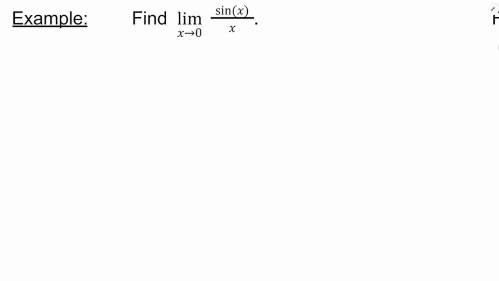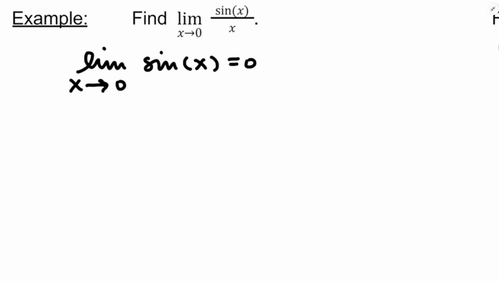So this one, if you think about x approaching 0, sine x is going to be approaching sine of 0, which is 0, and the denominator is clearly going to be approaching 0, so I'm going to show those separately. I'm going to say the limit of sine x as x approaches 0, that's 0, and the limit of x as x approaches 0 is also 0, so I'm going to apply L'Hopital's rule.